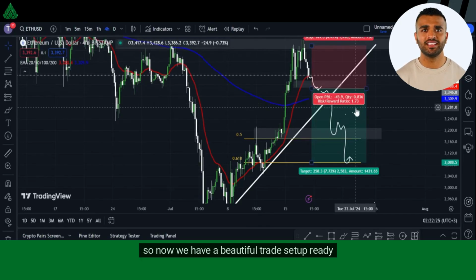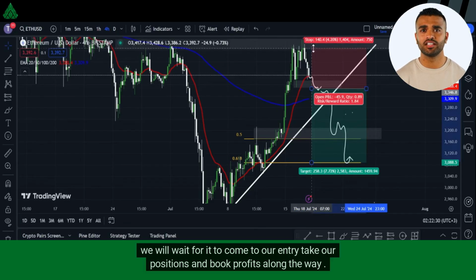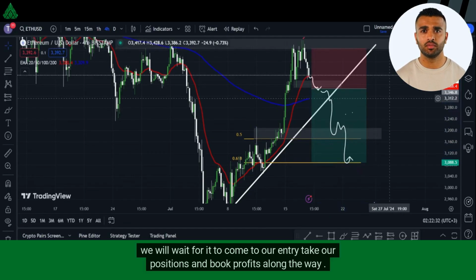So now we have a beautiful trade setup ready. That is 1.73 risk to reward ratio now. We will wait for it to come to our entry, take our positions, and book profits along the way.